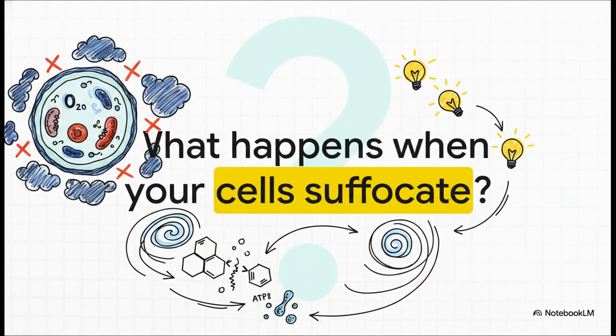So to kick things off, we really need to understand exactly what's at stake here when the oxygen suddenly runs dry. Cellular respiration, as we usually think of it, relies super heavily on a steady supply of oxygen to squeeze maximum energy out of glucose. But nature is unpredictable. Oxygen isn't always perfectly available. So what exactly happens when a cell suddenly suffocates? How does it keep the lights on?